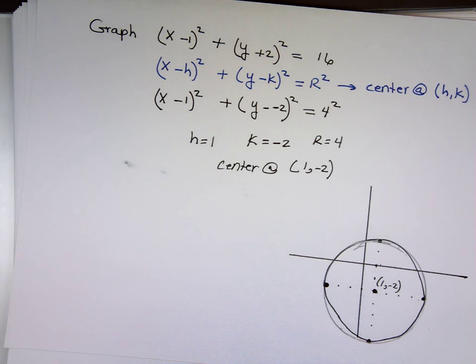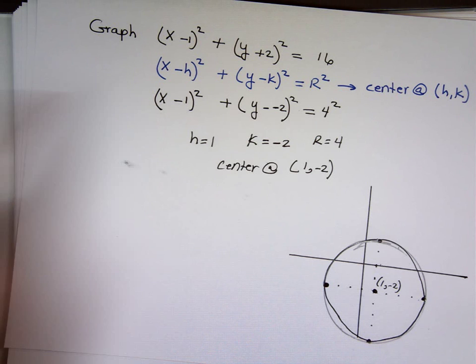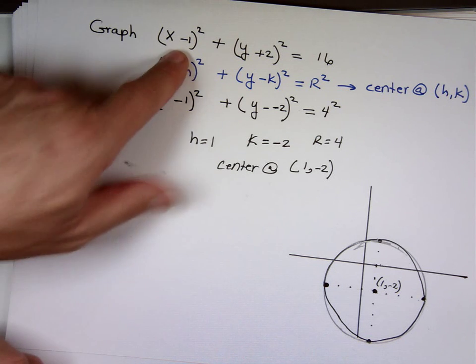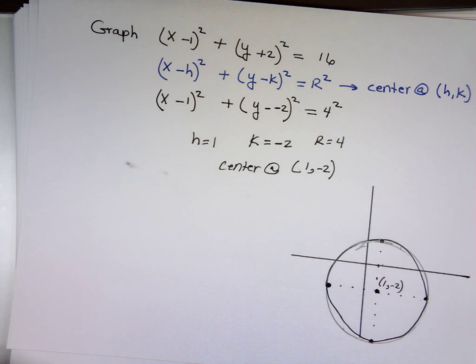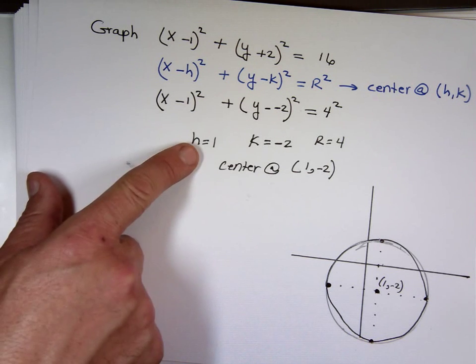So that's the graph of that one. The common mistake is to say the center is negative 1 and 2. No, you want that sign to be minus, so it's 1 and negative 2. So when it's minus, that number is positive. When it's positive, that number is negative.